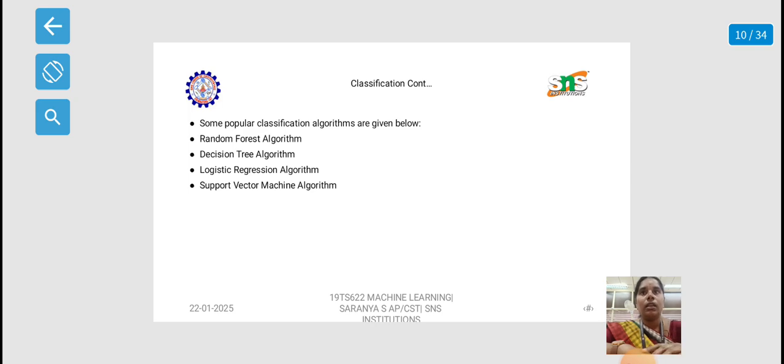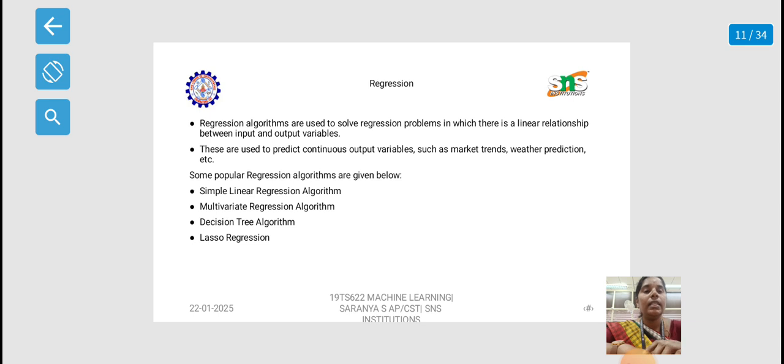The next is regression. The regression algorithms are used to solve regression problems in which there is a linear relationship between the input and output variable. These are used to predict continuous output variables such as market trends and weather prediction, etc. Some popular regression algorithms are: simple linear regression algorithm, multivariate regression algorithm, then decision tree algorithm, then the fourth one is lasso regression.